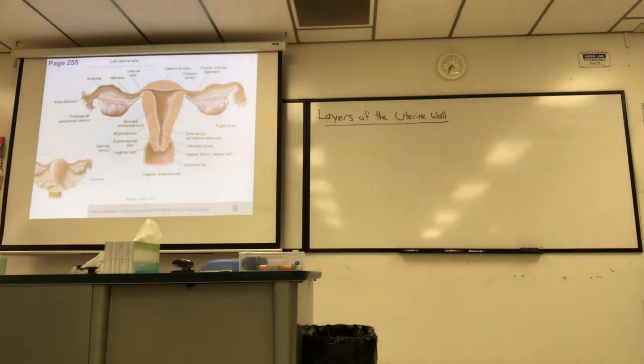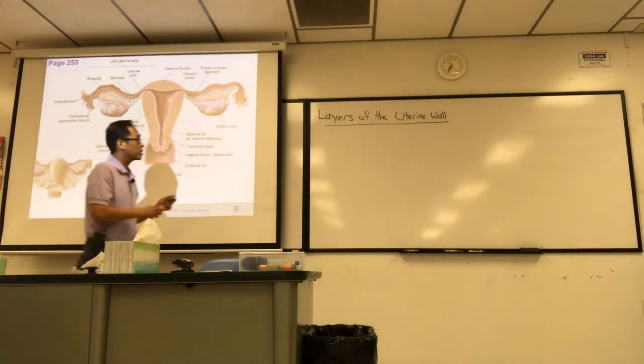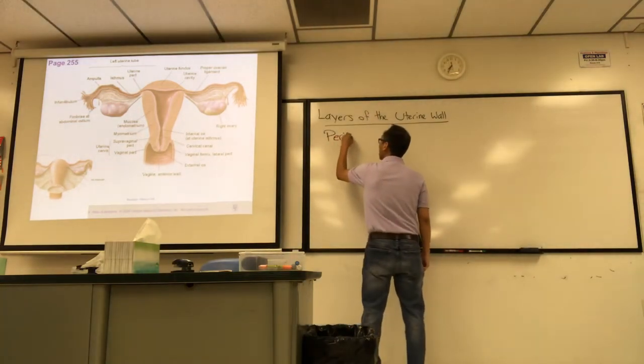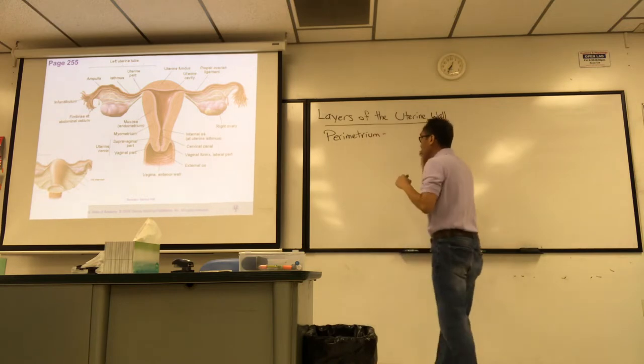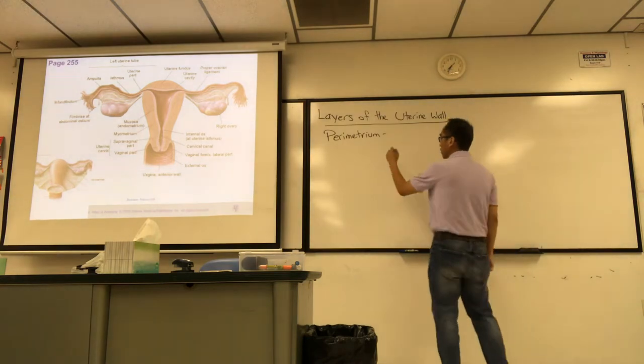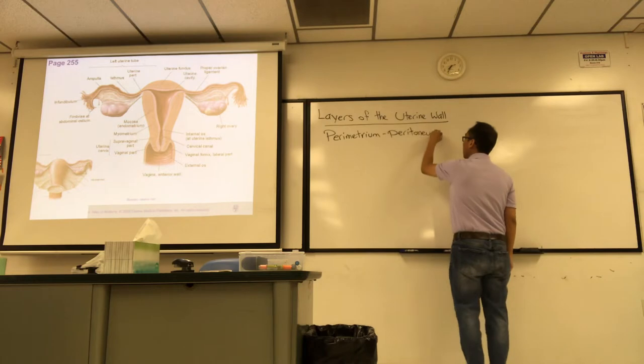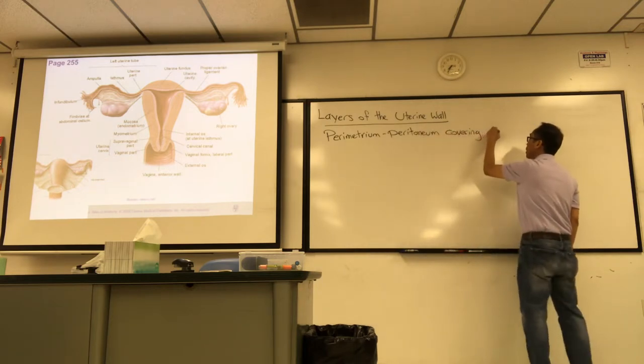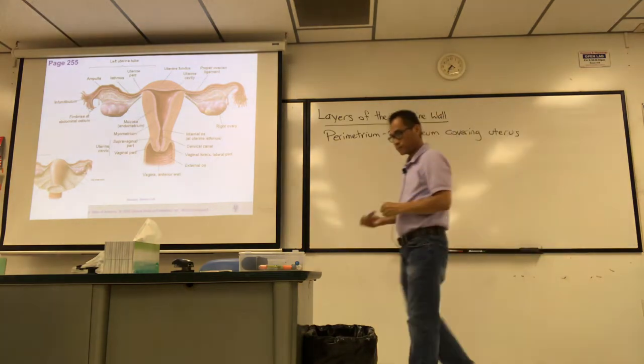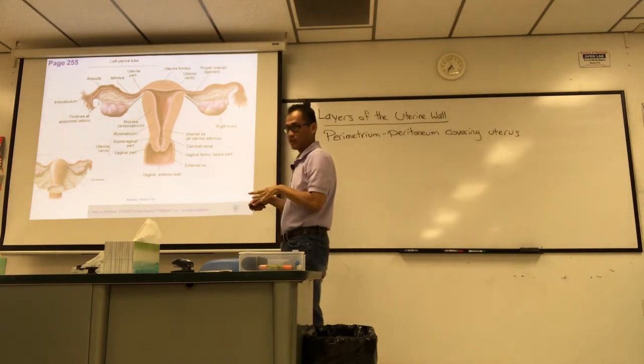We'll start with the uterus. I taught you the regions of the uterus, and to finish up the female anatomy, we'll do the layers of the uterine wall. The outermost layer, for example, this picture is here to remind you. When I taught the broad ligament, the part of the peritoneum that actually covers the uterus, well, it's actually the outermost layer of the uterine wall. It's called the perimetrium. So it's basically peritoneum covering the uterus. It doesn't cover it completely, okay?